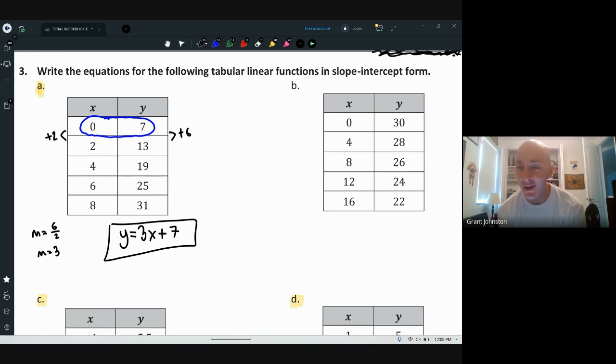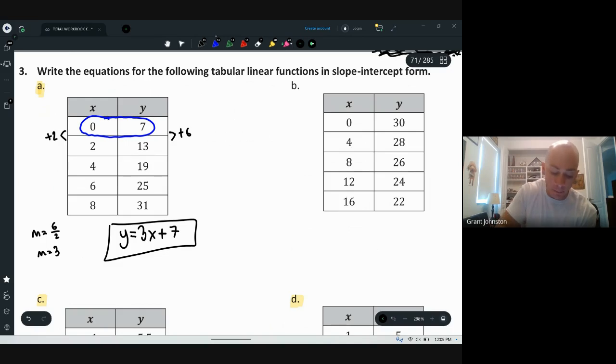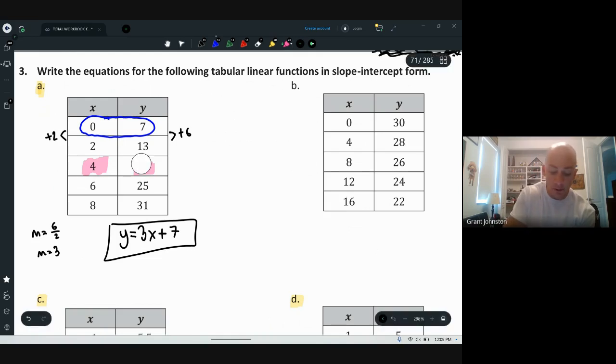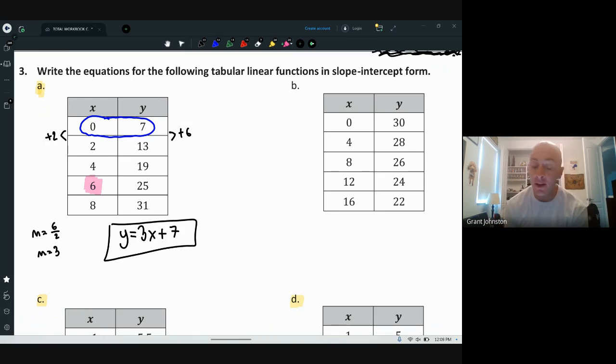And we can always test our equation out. For instance, don't write anything I'm writing, but if we plugged in 4, I'm just highlighting 4 here, to that equation for x, 3 times 4 is 12, plus 7 is indeed 19. Our equation works. Even if I plugged in 6, 3 times 6 is 18, plus 7 is in fact 25. Our equation works for our line. So always check that.